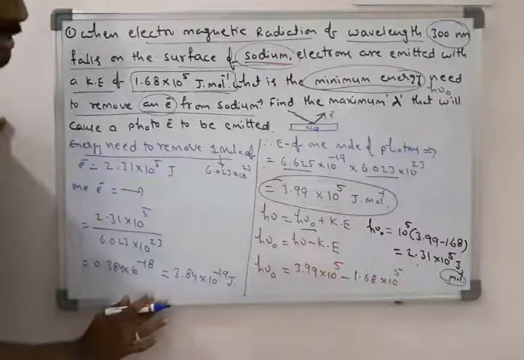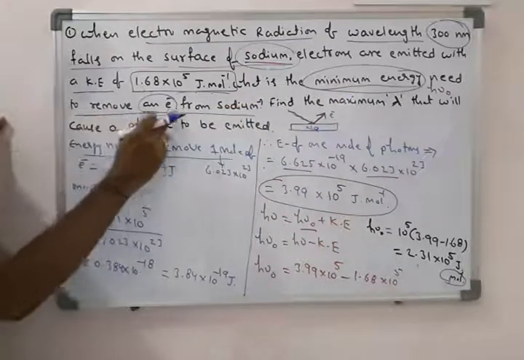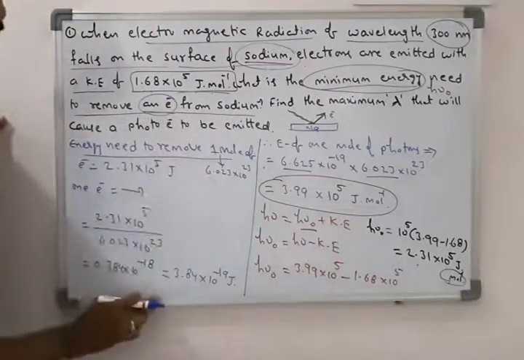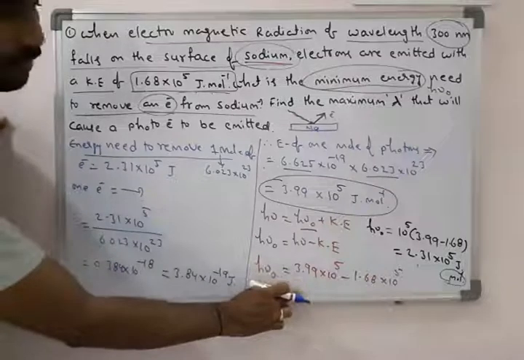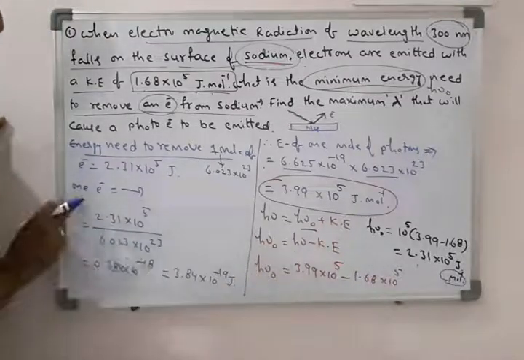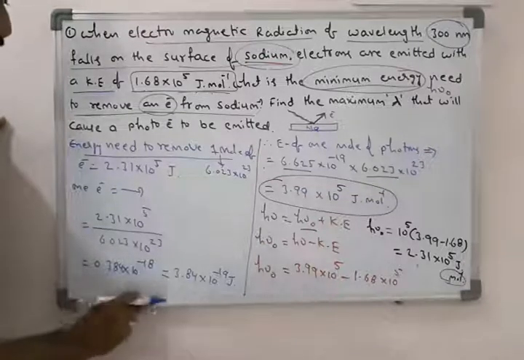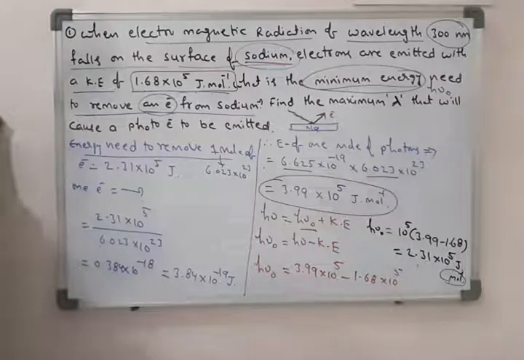Here two questions are given. So what is the minimum energy needed to remove an electron from sodium? So we calculated the energy required for removal of 1 mole of electrons, and then we got the energy required to remove 1 electron from a sodium atom. Okay, this is the first answer.